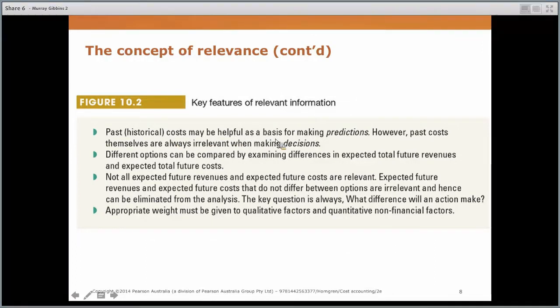We can use historical data to help us make predictions for the future, but apart from that, they are really irrelevant when gathering the data for the decisions we're about to make. They're helpful, a guide, but certainly we don't include them as part of the costs of the current decision.